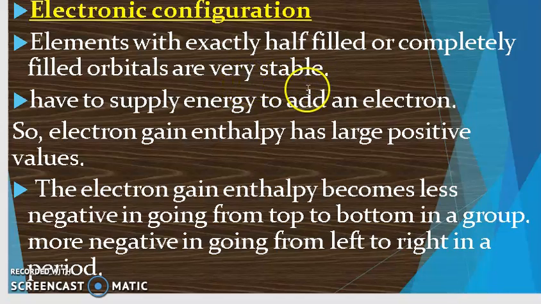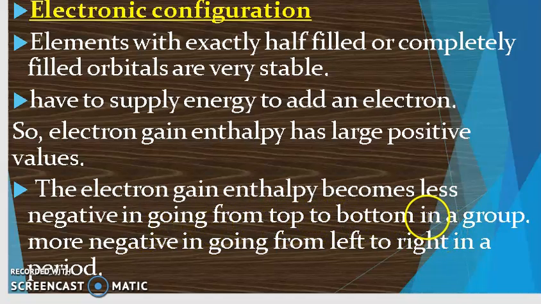Okay, if you want to get a very stable state, we have to supply the energy to add an electron. Once an electron is added to a particular atom, we have to supply the energy to add the electron. So energy is being added, not subtracted. Okay, so the value is increasing, so the electron gain enthalpy has a positive value here, not a negative value. So the electron gain enthalpy becomes less negative going from top to bottom in the group.